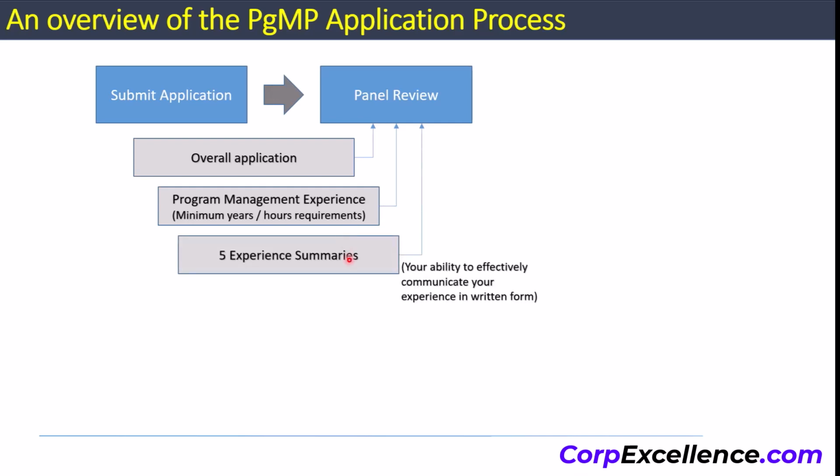The third component of the panel review process is the review of 5 experience summaries related to each of the program management domains. You must demonstrate that your program management experience covered all of those 5 domains. In fact, how effectively you write about that experience determines the approval of your application. We will discuss that later in this course.